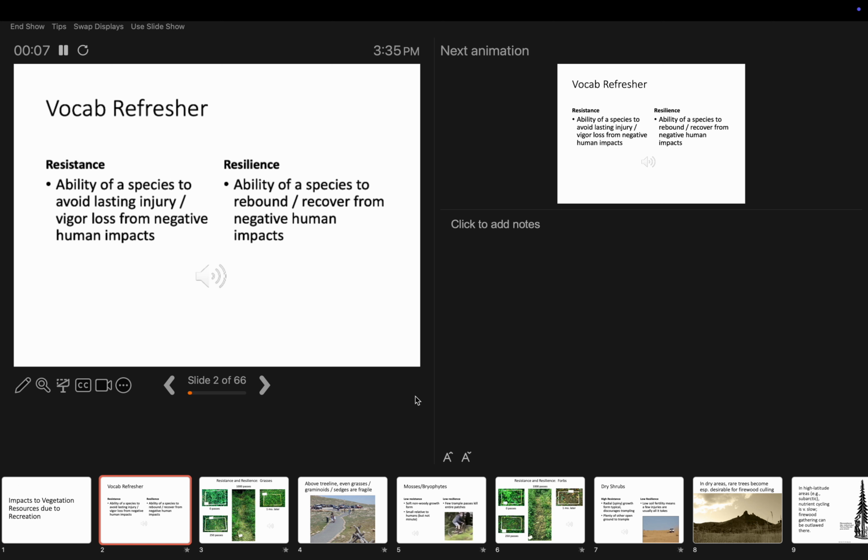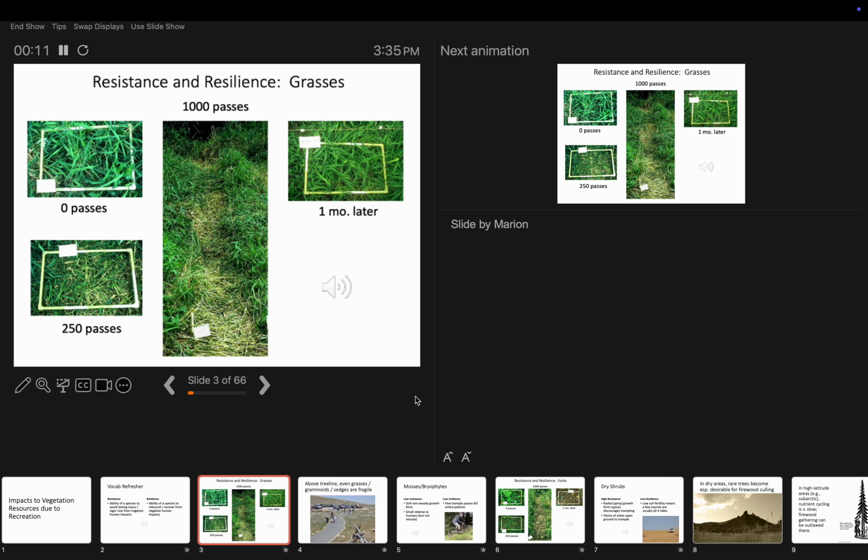All right, so resistance, resilience, we know what those are. Moving on. This next set of slides is a trampling study. So this is experimental trampling of grassy forest floor species. So you can see this is an illustration of both resistance to impact, right?